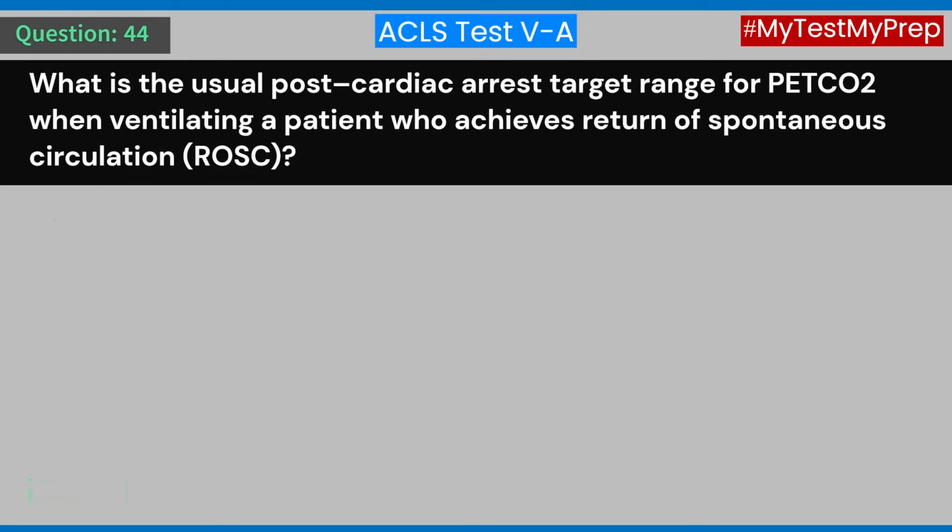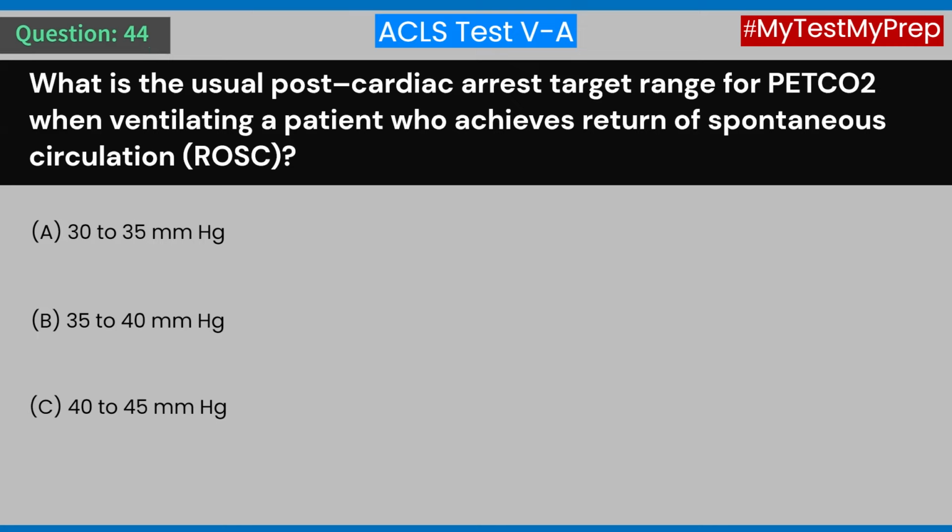Question 44. What is the usual post-cardiac arrest target range for PETCO2 when ventilating a patient who achieves return of spontaneous circulation, ROSC? A. 30 to 35 mmHg. B. 35 to 40 mmHg. C. 40 to 45 mmHg. D. 45 to 50 mmHg. Answer: B. 35 to 40 mmHg.